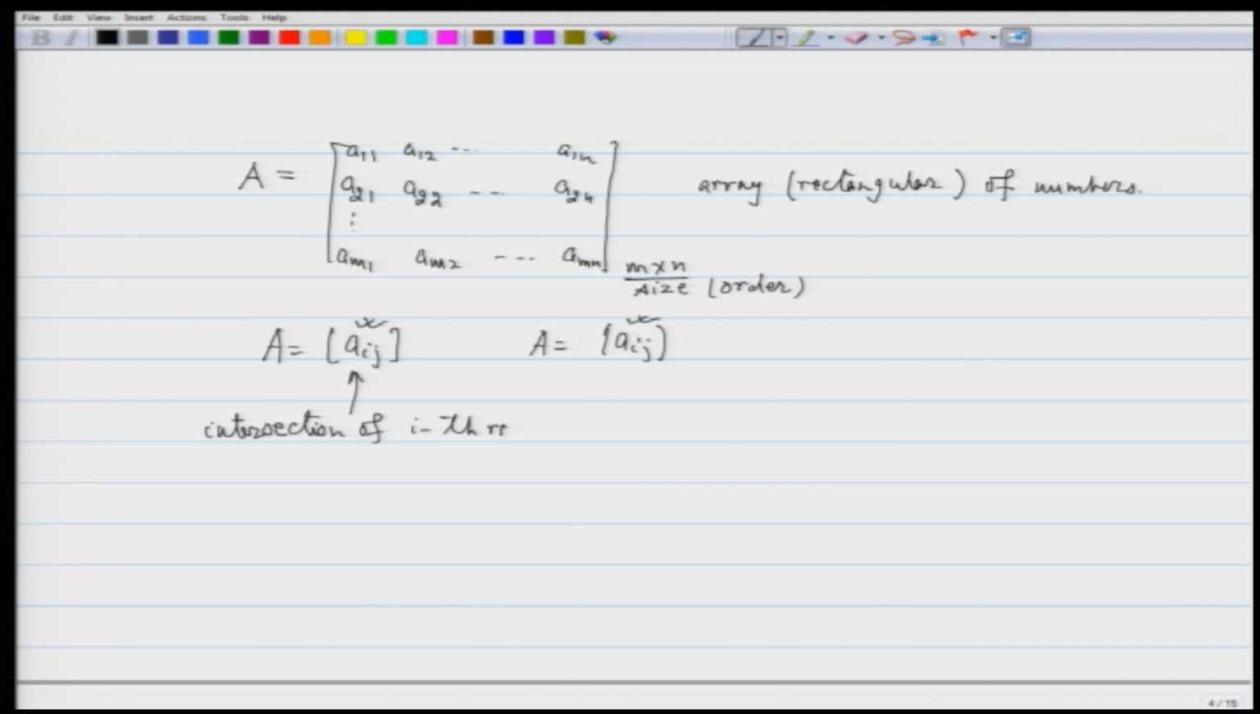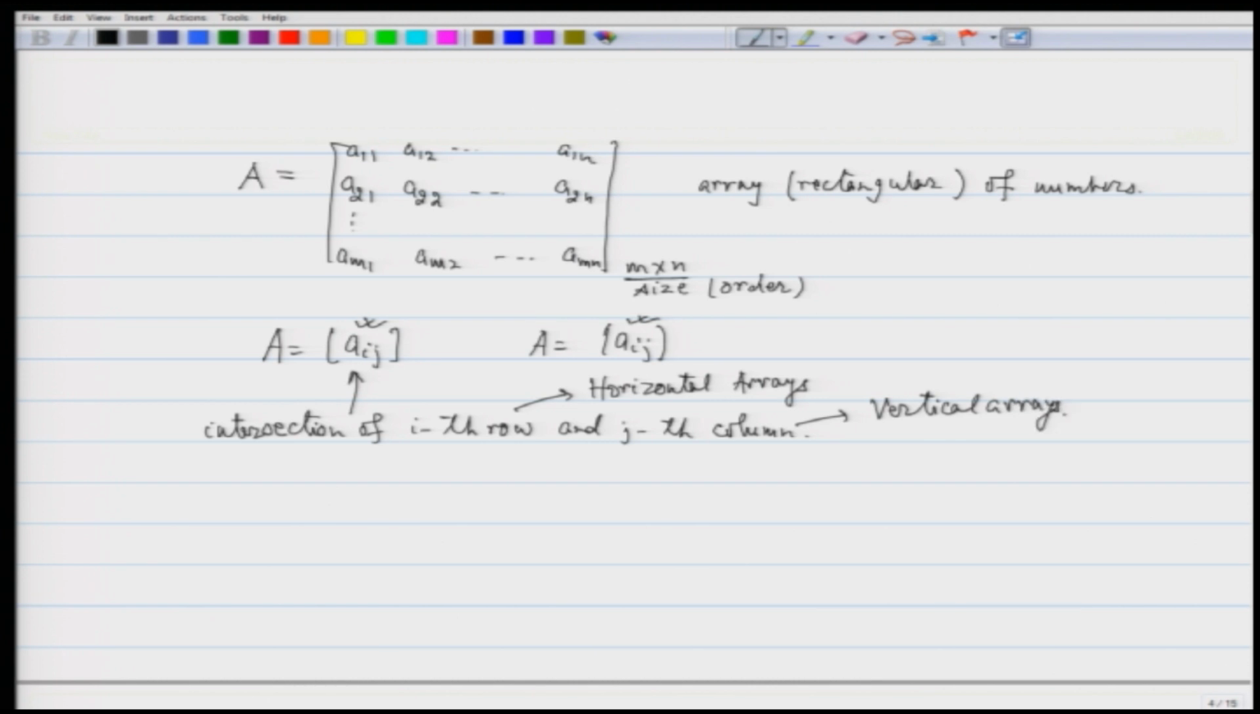the ith row and jth column. So, the first thing that we need to understand is what is a row and what is a column. So, row corresponds to what are called the horizontal arrays, and the columns, they correspond to vertical arrays.